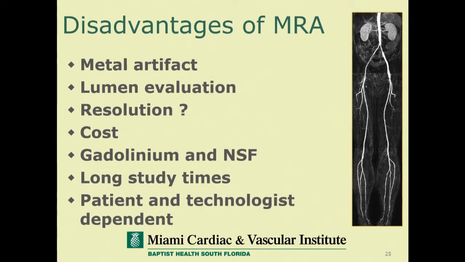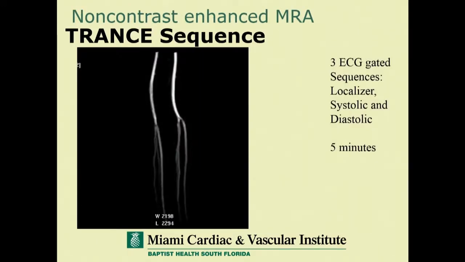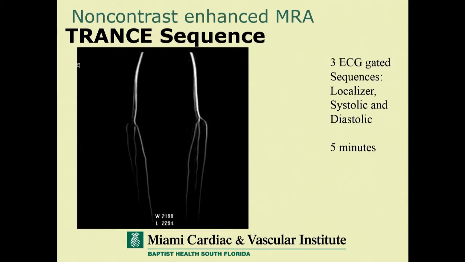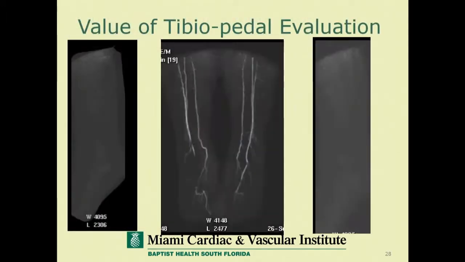The disadvantages of MRA, again, are that renal dysfunction, that inability to see calcium, and patients that may have defibrillators and other metal. That leads us to really non-contrast sequences, and that's really where we're going, using non-contrast sequences to be able to obtain good views of, hopefully, distal vessels. We're also looking at new contrast agents, so off-label use of iron oxides, and that's where things are going. So the value of MRA is really looking at the tibio-pedal evaluation.